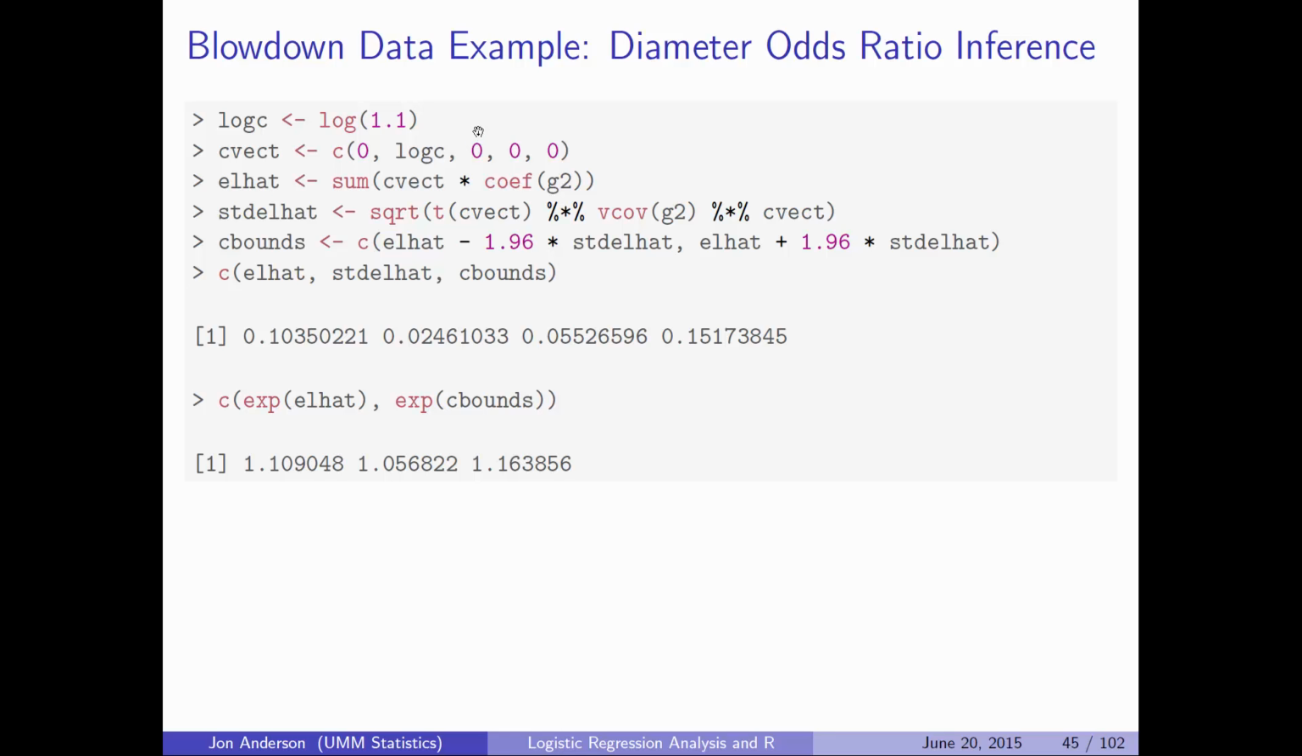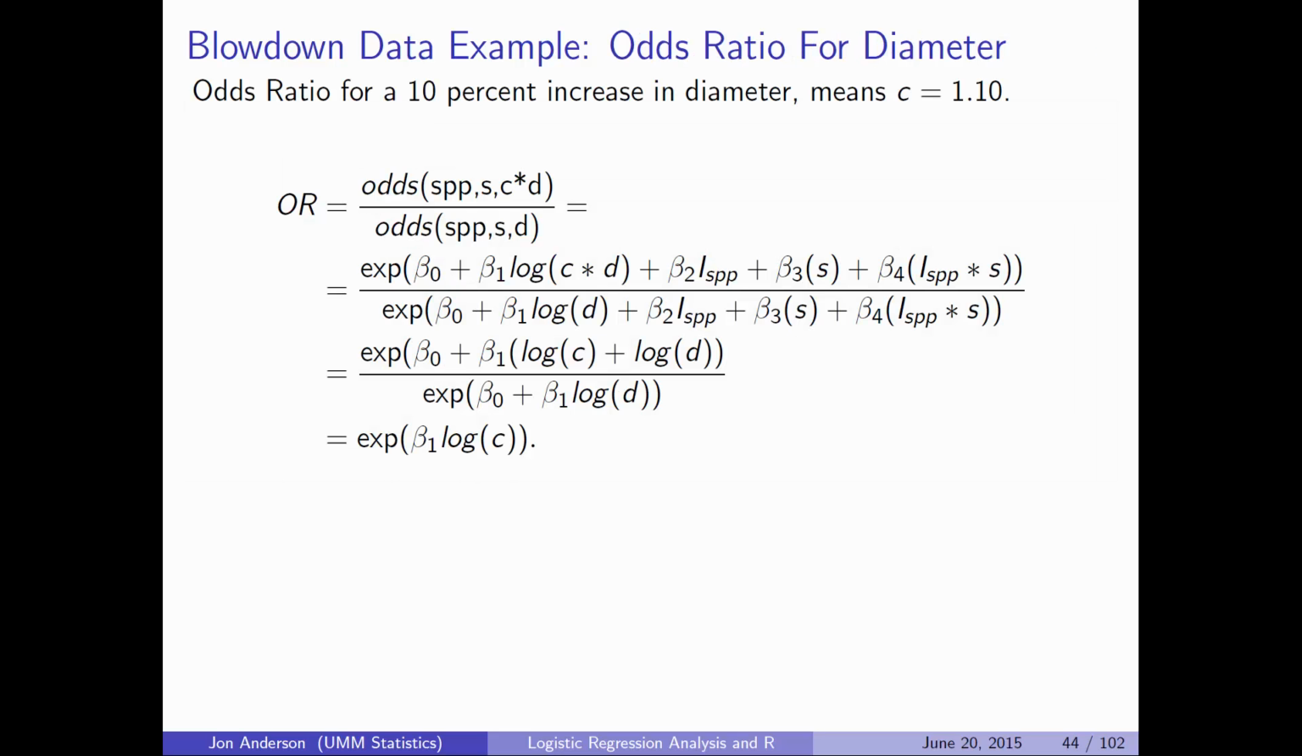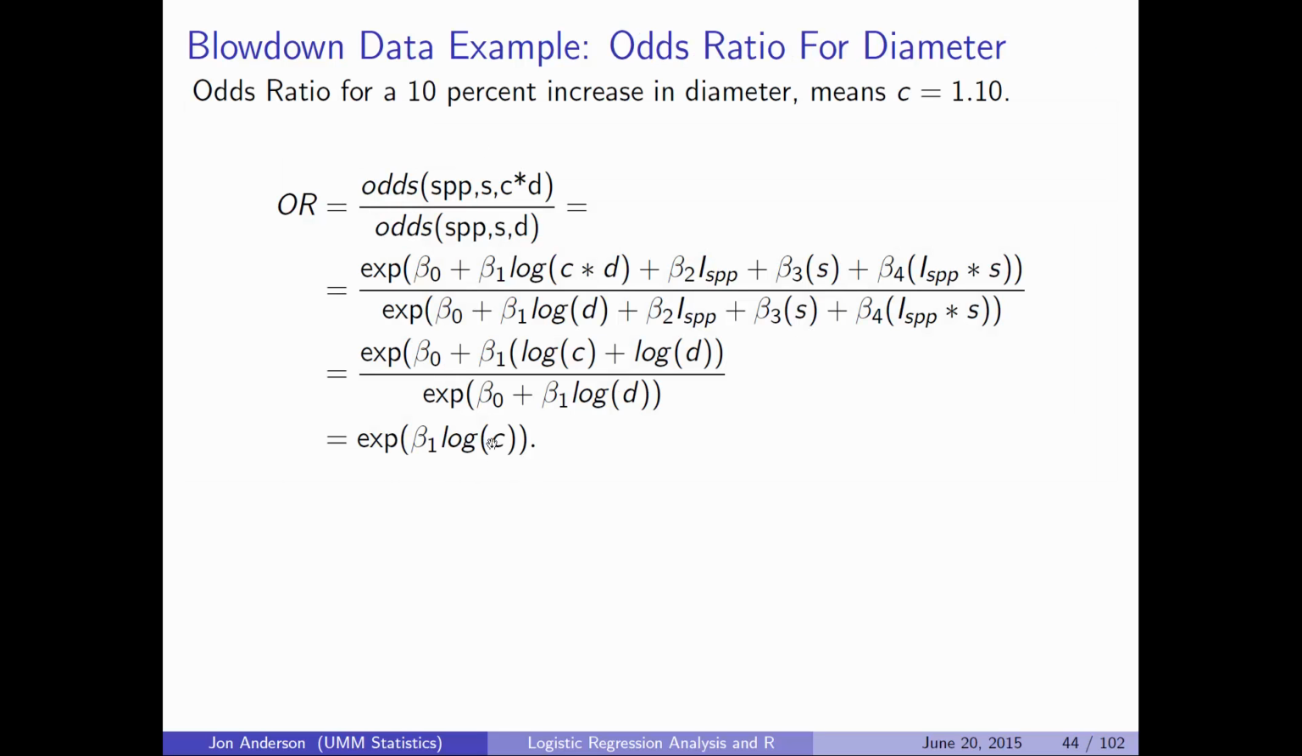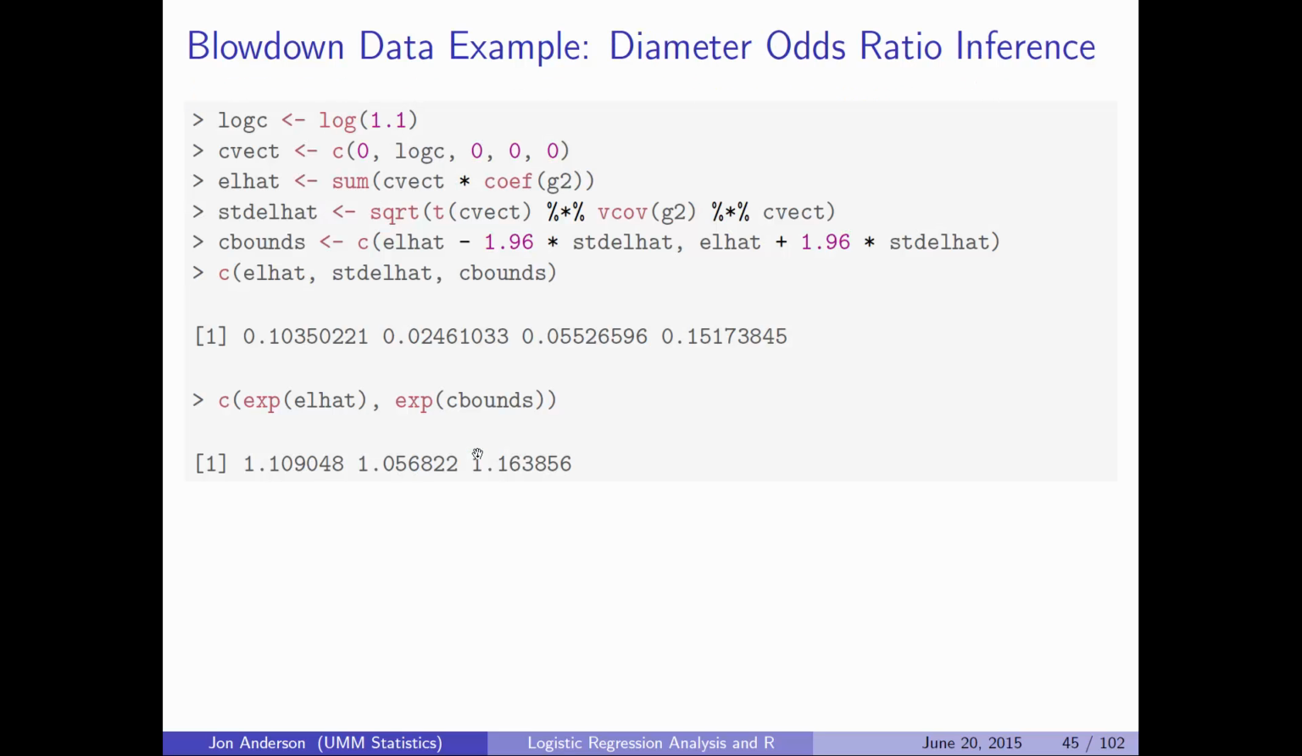Beta 2, the species, right? Yeah, beta 2 is the species indicator. We don't have that involved in our odds ratio. Our final odds ratio does not involve species. It was a question about diameter, and species is not involved, so it gets wiped out. The severity is the next beta hat, and it gets wiped out. We don't have anything about severity, and the interaction between severity and species is also wiped out.